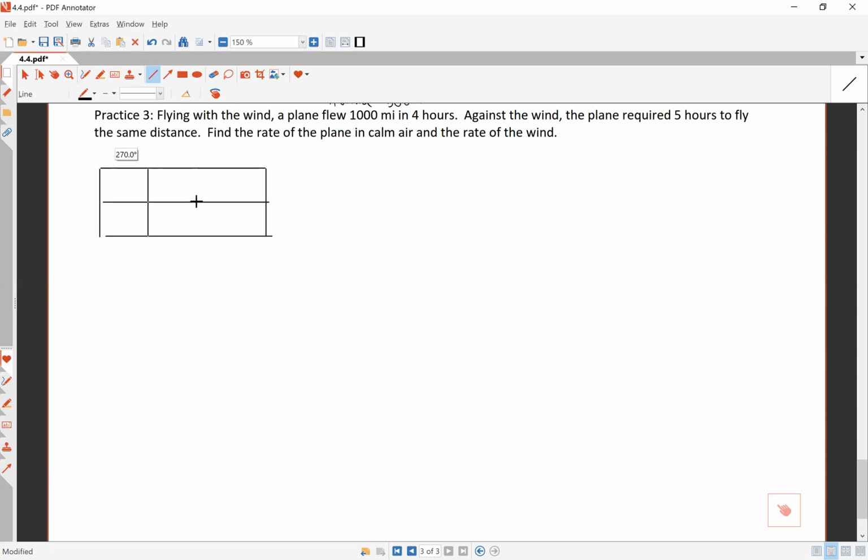And at the top of the table, we use distance equals rate times time. When we went with the wind, a plane flew 1,000 miles. That's a distance in 4 hours. If x is the speed of the plane in calm air, rate is another word for speed.